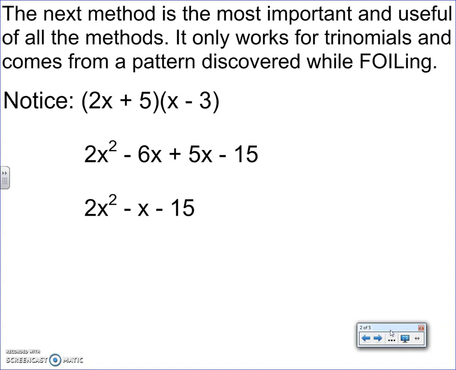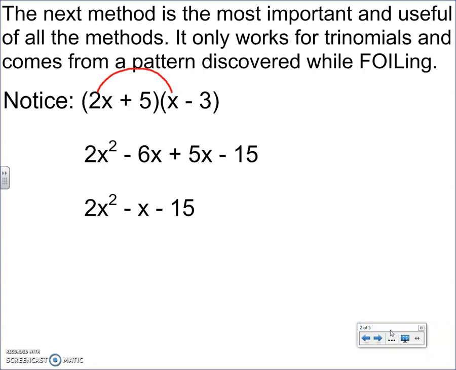So the next method from before is the most important and most useful of all the methods. It only works for trinomials, which is 3 terms, and it comes from a pattern that we can discover while FOILing. So notice I gave you this problem: 2x plus 5 times x minus 3. You would, of course, FOIL.